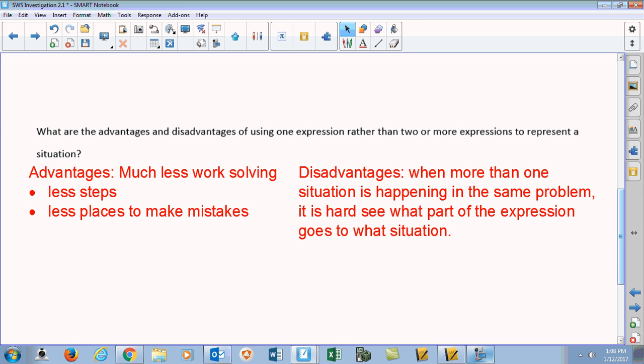Now there are disadvantages to using one equation also. Sometimes when you have more than one situation, it's hard to see what parts are what. For example, when we did the gym with the cafeteria and the lobby, once we combined everything, it was hard to figure out which went where. So, there are disadvantages, but most of the time, the advantages do outweigh the disadvantages.